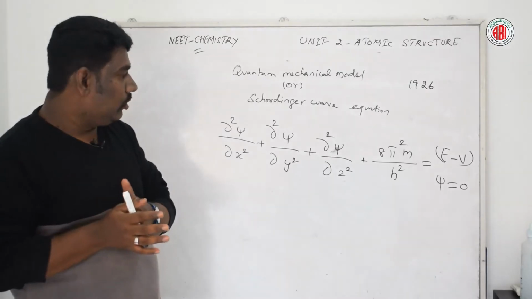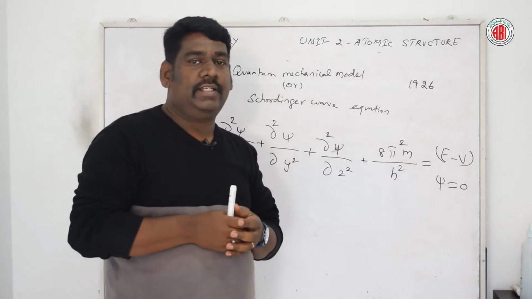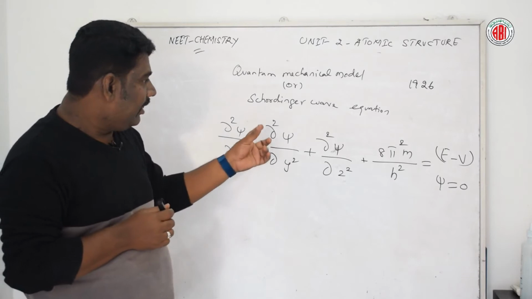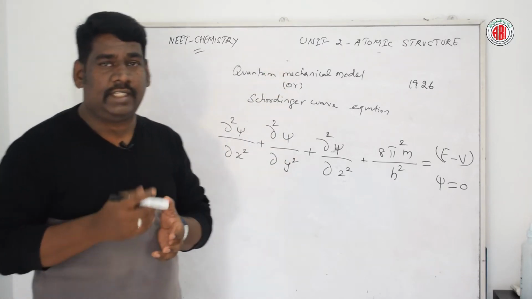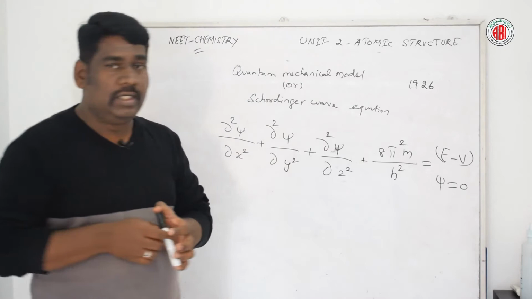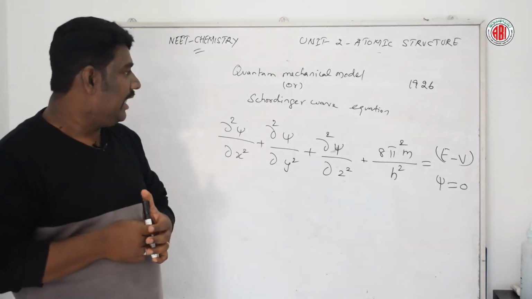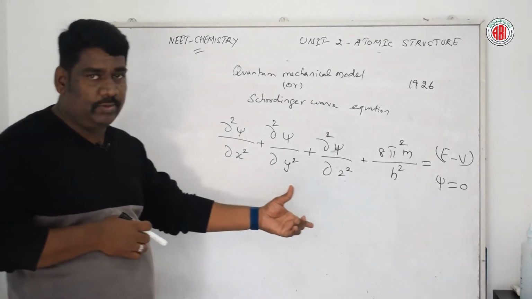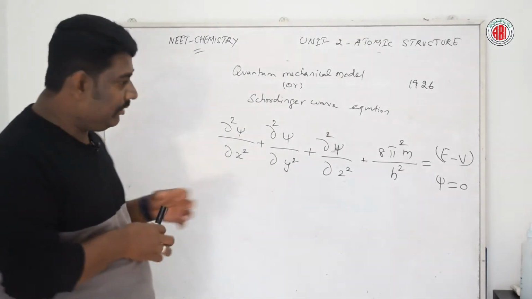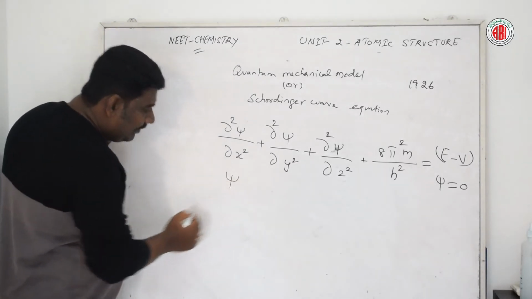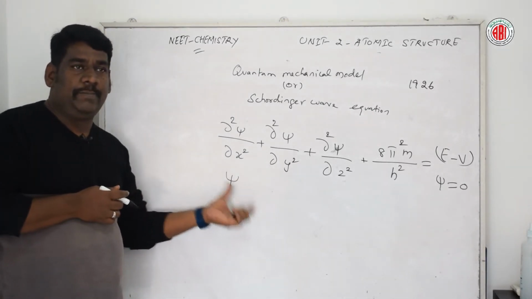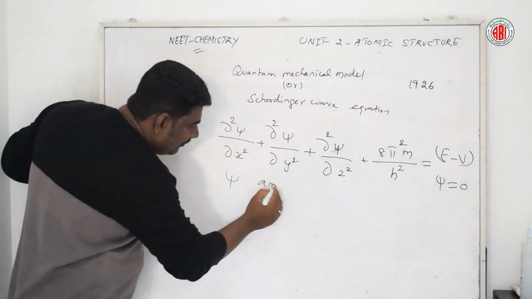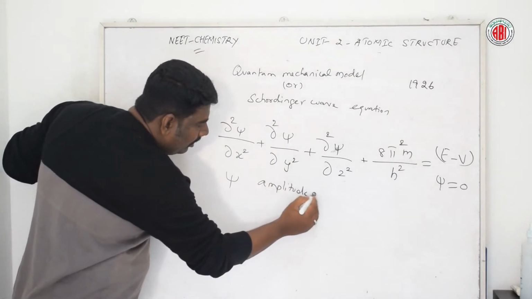Let's start. To justify this duality nature of the particle and the Heisenberg uncertainty principle, Schrödinger was able to propose an equation called the Schrödinger wave equation. In this equation, psi is the symbol representing the amplitude of the wave.